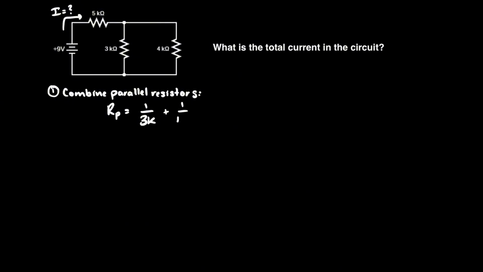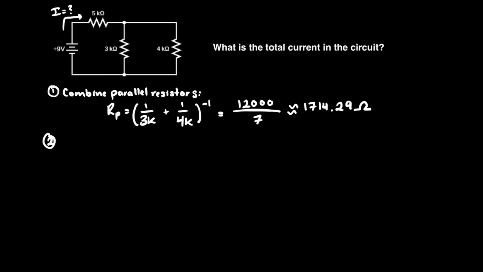R sub P equals 1 over 3K plus 1 over 4K, all inverted. This is the reciprocal formula that we're going to use. This is equal to about 12,000 over 7, which is roughly 1,714 ohms of parallel resistance.